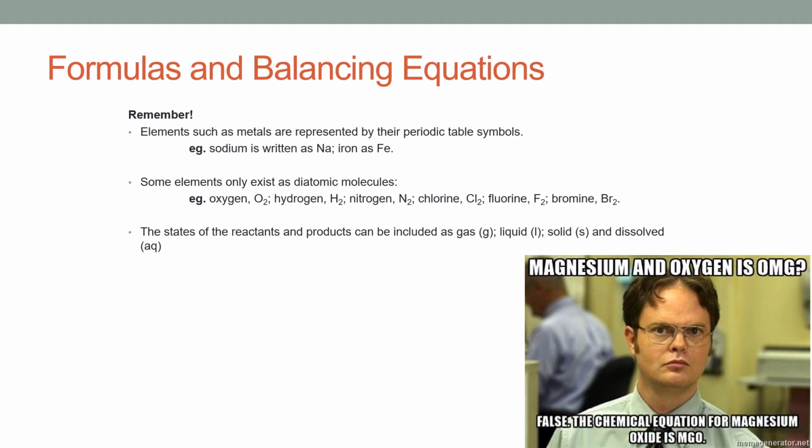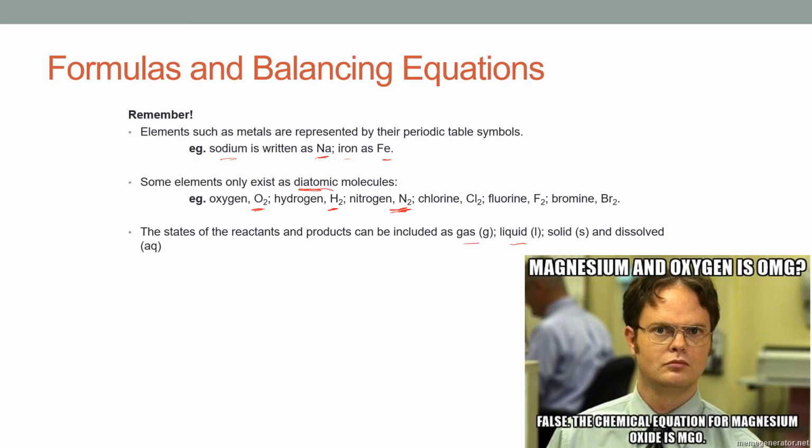Okay, so a few things to remember. Elements such as metals are represented by their symbols. We don't write sodium, we write Na, iron is Fe, and so on. And you get to learn them. Some elements exist as diatomic molecules. They don't exist on their own. So oxygen very rarely exists on its own. It's usually always O2. Hydrogen always exists like that. Similar with nitrogen. Nitrogen in the air, 80% of our atmosphere is nitrogen. It exists as N2. Same with the other ones there: chlorine, fluorine, bromine.